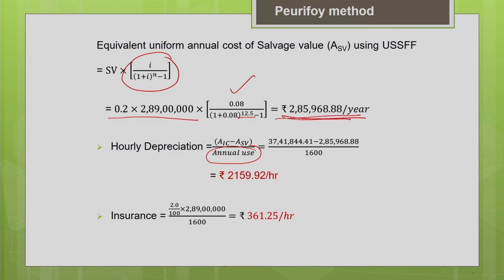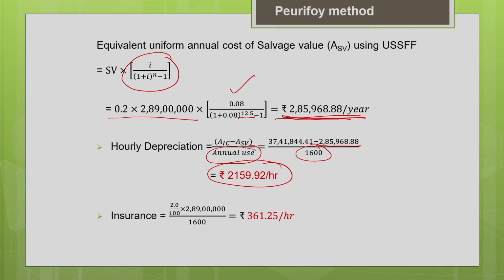Annualized salvage value is nothing but 2,85,968 divided by annual use of the machine in hours, which is 1,600. So this will give me the hourly depreciation as 2,159.92 per hour.